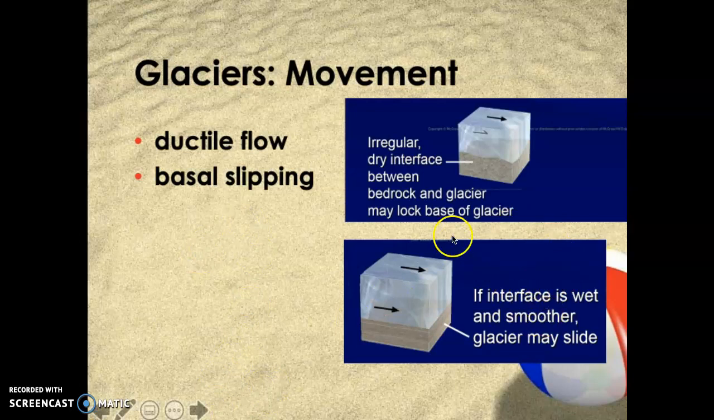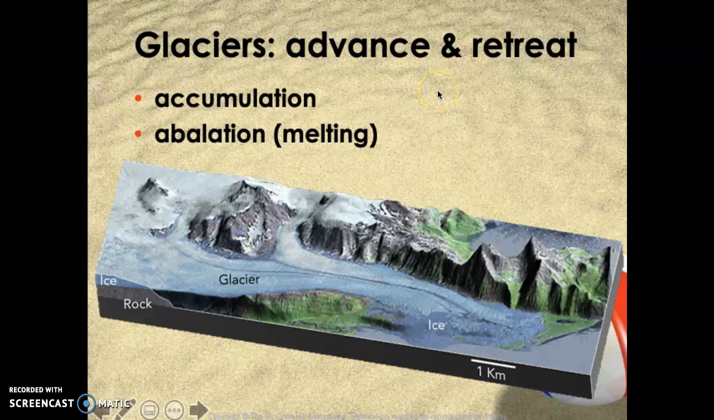If you can get some water down there at the base of the glacier, then the glacier can slide. And so we do have some slippage as well, and very often the slippage occurs in the summer as the top of the glacier experiences some melting. Some of that water finds its way to the bottom and acts as the lubricant at the base of the glacier. But the thing to remember is ductile flow, number one, and the slipping at the base is the less important of the two.